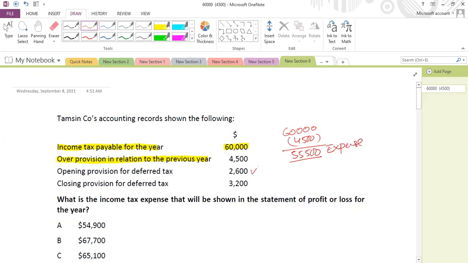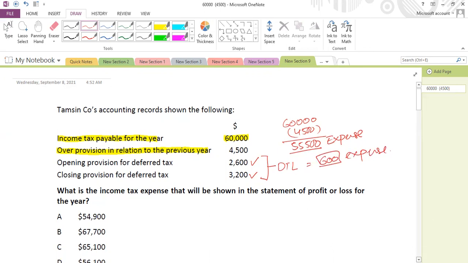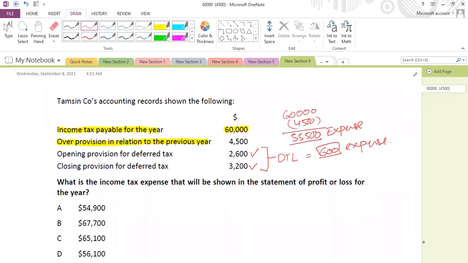And there is opening provision of deferred tax and closing provision of deferred tax. So this is an increase in deferred tax liability by 600. So this is again an expense. So 55,500 plus 600, 56,100 is the income tax expense to be shown in profit and loss account.